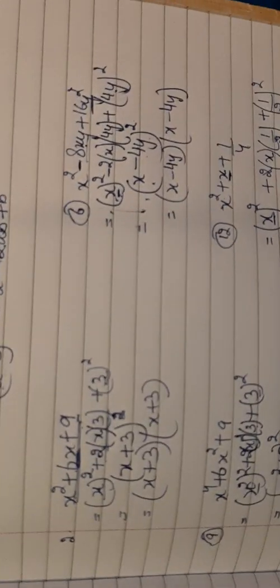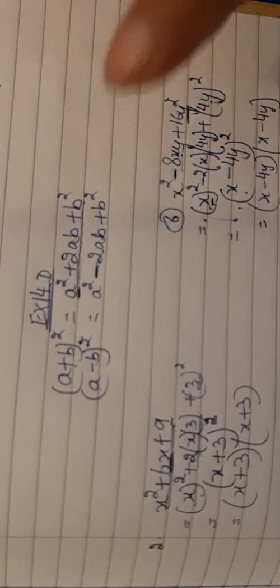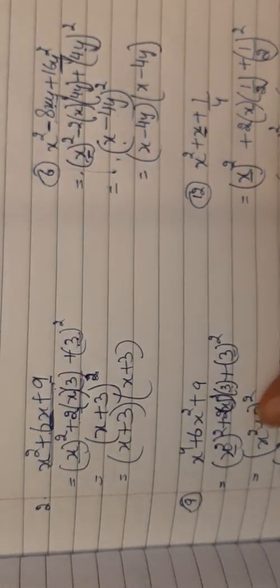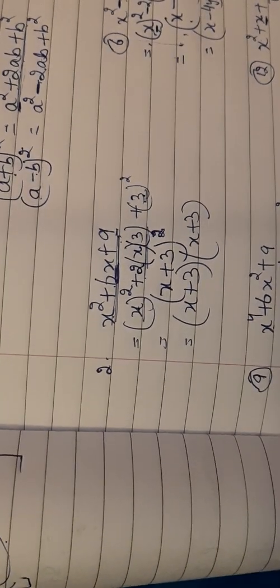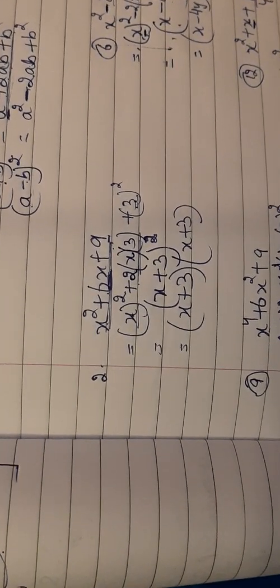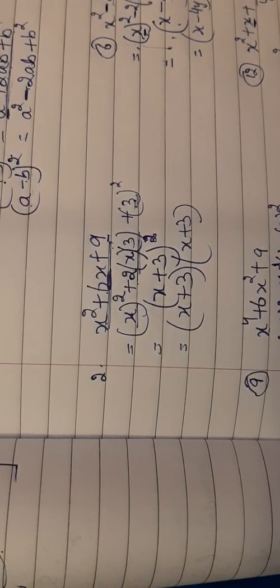So I have done a few questions for you from exercise 14D. This formula I have written, which I have already done, and on the basis of that formula I have shown you 4 questions. Now do the rest of the questions. If there is any problem, we will be discussing it in the next class.